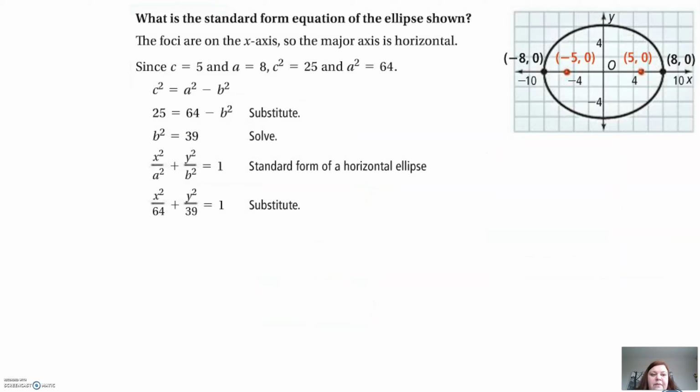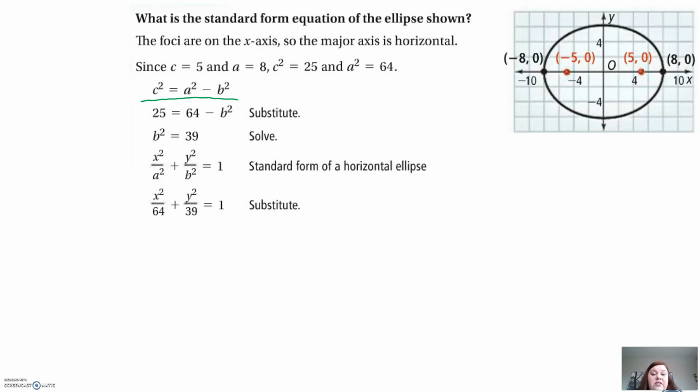One last example. Okay, what is the standard form equation of the ellipse shown? So this time they're giving us the foci and the vertices, the endpoints of that major axis. So we know that it's a horizontal ellipse, since it's larger that way. Our foci are on the major axis. So we're going to use our c squared equals a squared minus b squared. Well, c is obviously plus or minus 5.